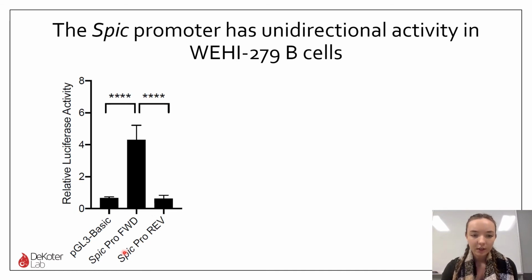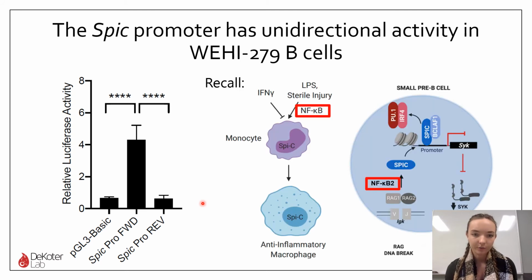So first, we found that transfection of the Spi-C promoter in the forward orientation into this Wee279 B cell line caused a significant increase in relative luciferase activity compared to the control or the promoter in the reverse orientation, indicating that the Spi-C promoter does have unidirectional activity in this B cell line.